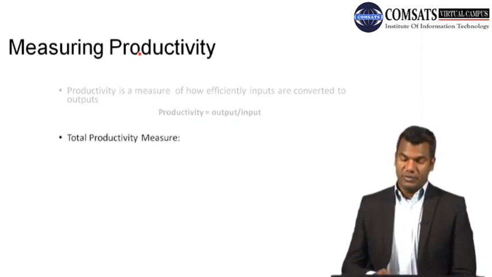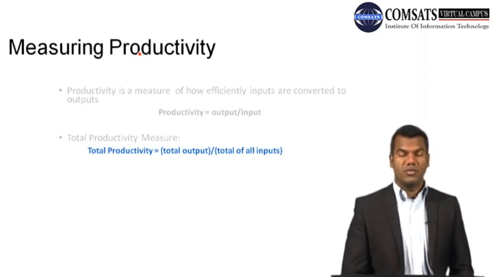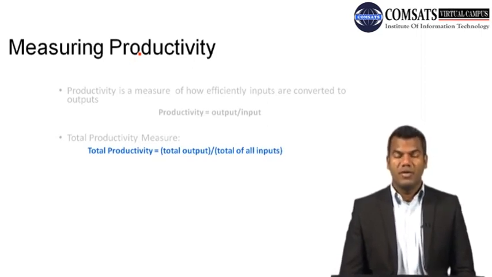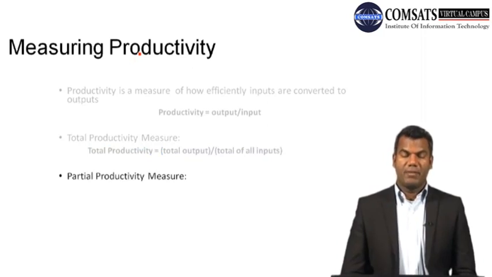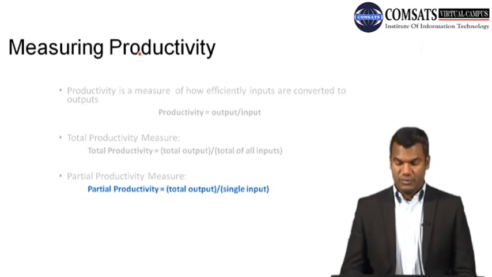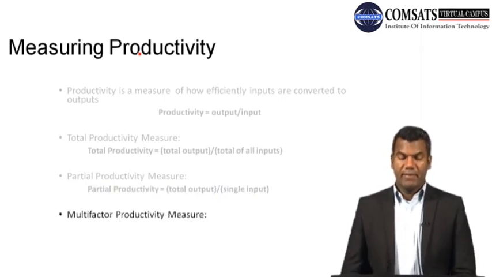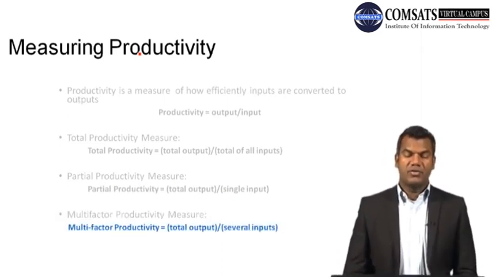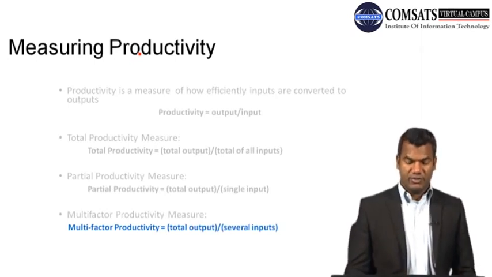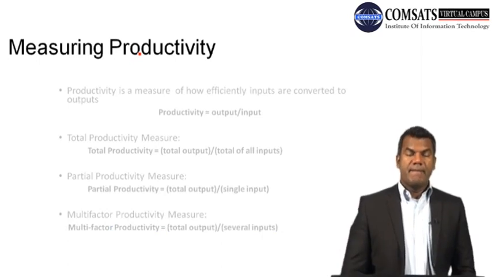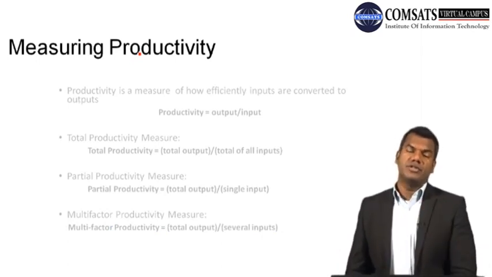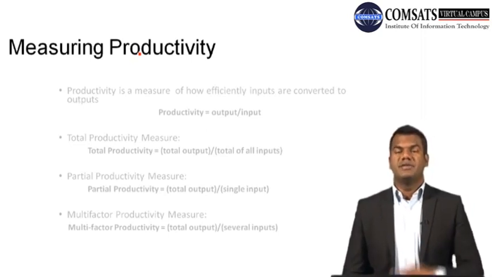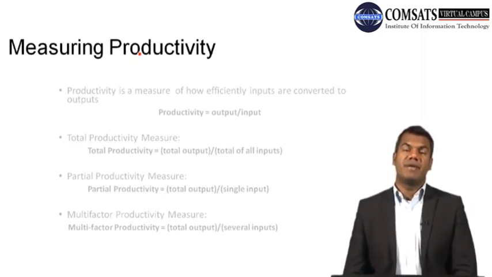Then if we have to measure total productivity, what you have to do is that total productivity is equal to total output divided by total of all inputs. Partial productivity measure, total output divided by a single input. Then multi-factor productivity measure, what is this? Total output divided by several inputs. Now coming on to how we are measuring productivity, these are the different formulas that you have to remember.